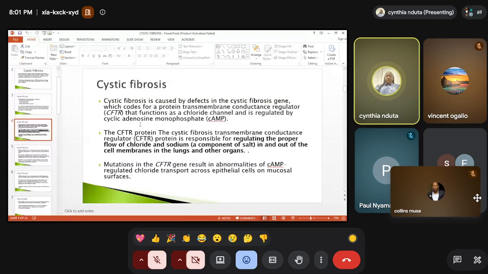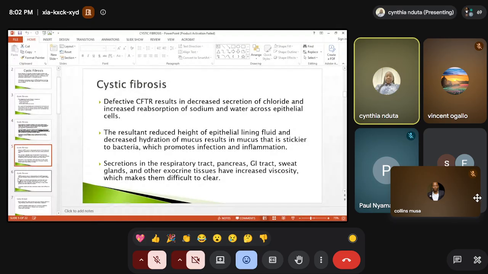Anytime you hear chloride, you hear sodium, you hear water. So when you have a defective CFTR protein, you have abnormal chloride transport across the cells and surfaces. And if you have abnormal movement of chloride, what goes with chloride? Sodium goes with chloride, and water goes with sodium chloride.